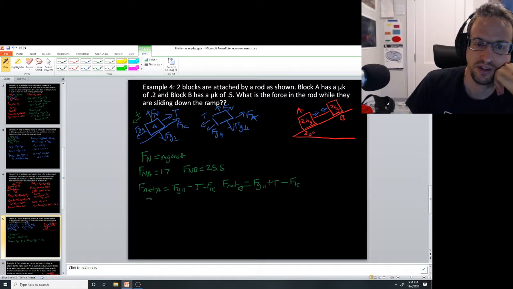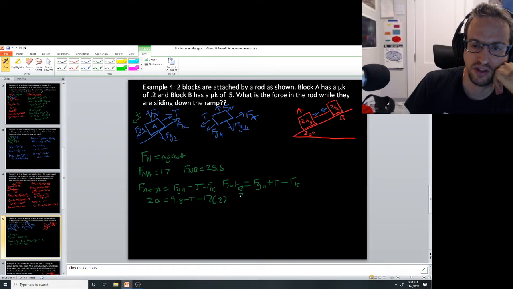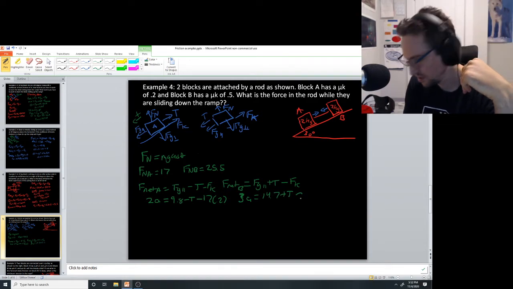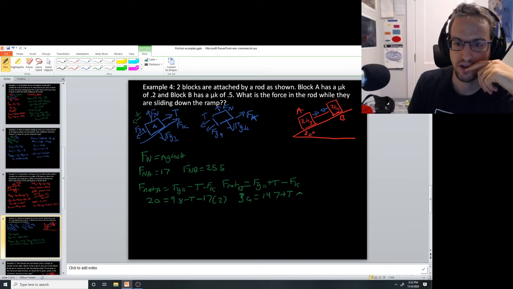We have 2A equals 2 times 9.8 times sine 30, which is fortunately just 9.8, minus the tension. And this is 17 times 0.2. And this one right here, this is 3A equals 14.7 plus the tension minus, it's not 17, it's 25.5 times 0.5.